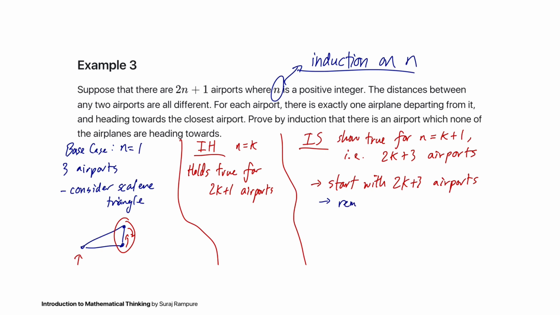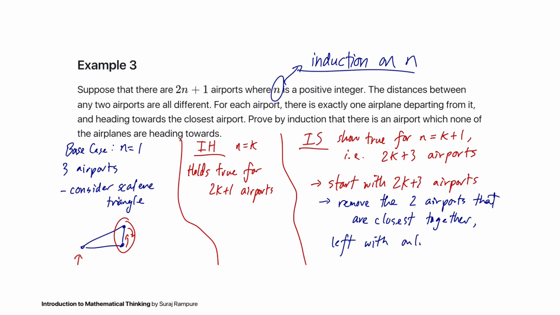So we remove the 2 airports that are closest together. You're left with only 2k plus 1, which is true by the induction hypothesis.